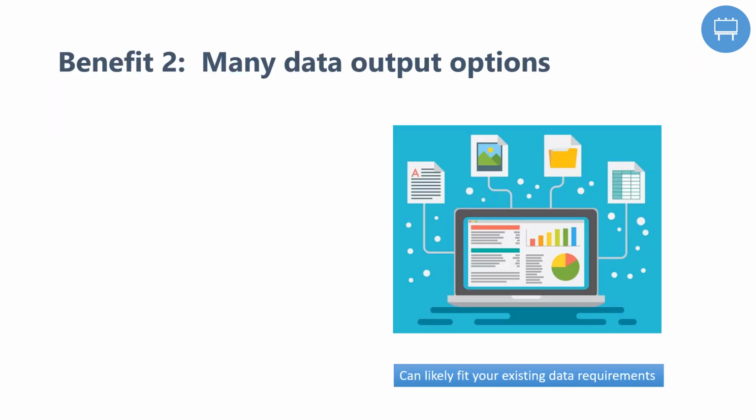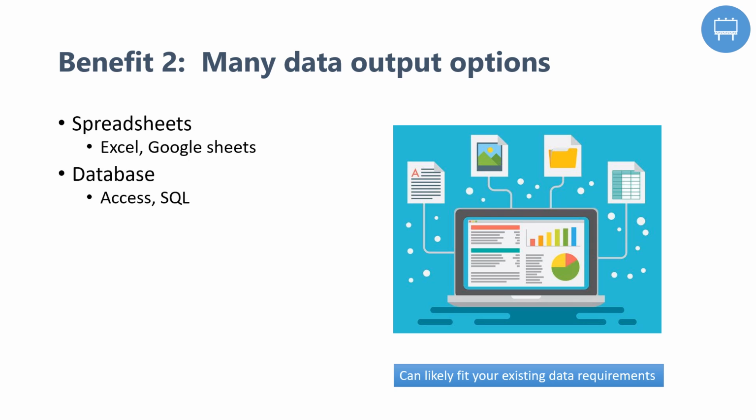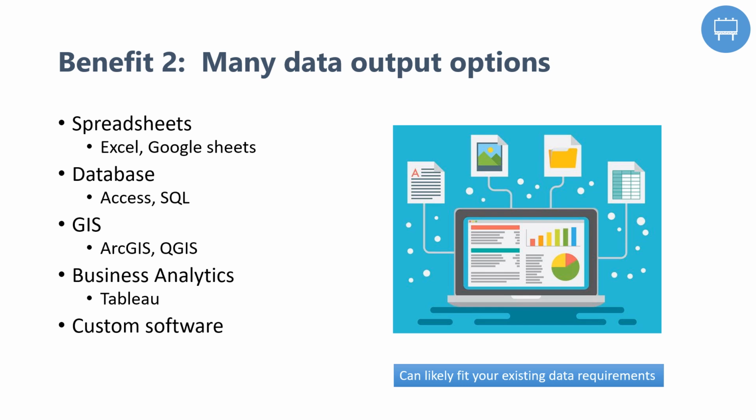HDSS output is designed for export to many different formats depending on your needs, including spreadsheets, databases, or GIS software. The data can also be used to create data dashboards in business analytics software like Tableau, or can be added to custom software applications. We typically use open source programming languages like R or Python for data processing capabilities.